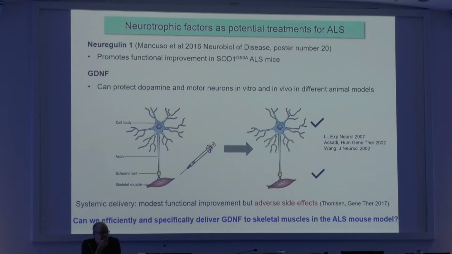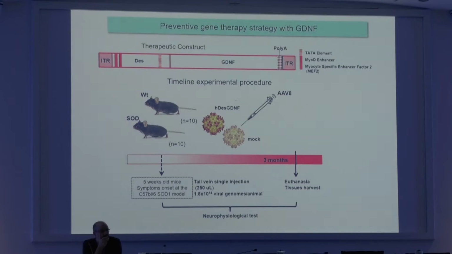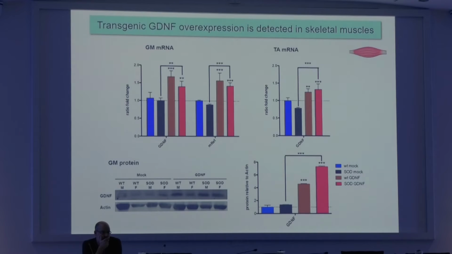So we wondered if we could efficiently and specifically deliver GDNF in most of the muscles in this animal model. So we set up a preventive gene therapy strategy with the SOD1 animals using AAV8 that was intravenously delivered in these groups, and also a null vector as a control. We injected the animals at 5 weeks of age, and we followed them for 3 months.